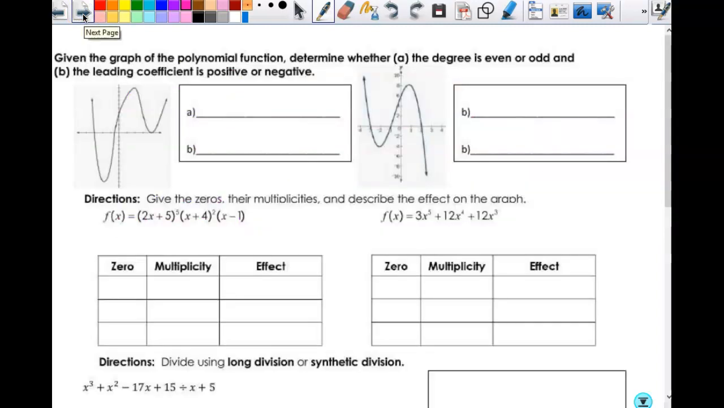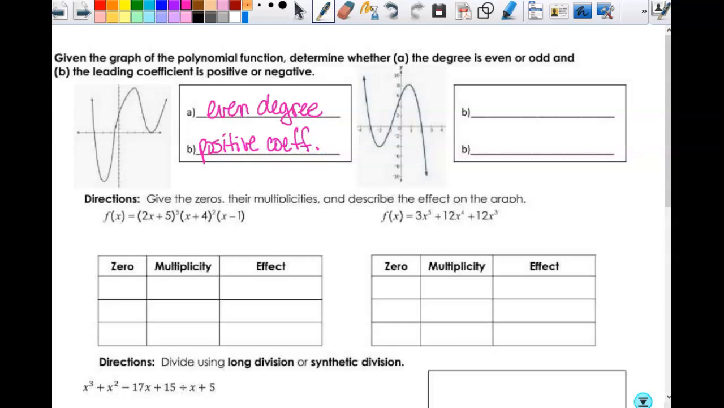It says, given the graph of the polynomial function, determine whether A, the degree is even or odd, and the leading coefficient is positive or negative. So if it has the same end behavior, meaning it's like up, up, or down, down, that would be the same type of thing as what a quadratic would look like, which means this has an even degree. Okay, so it's an even degree. And since it's up, up, just like an even quadratic would be, then it has a positive coefficient.